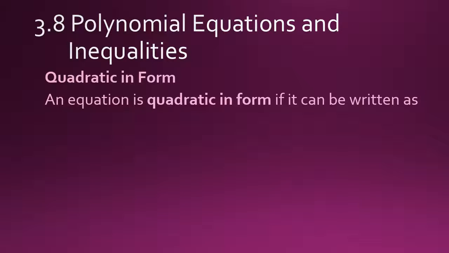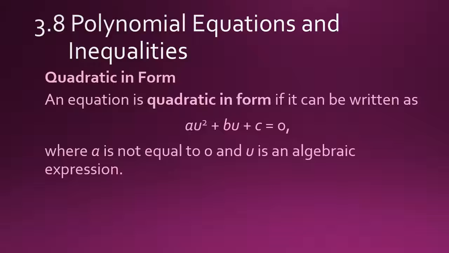And we also can solve polynomials if they're what we call quadratic in form. An equation is quadratic in form if it can be written as au squared plus bu plus c equals 0, where a is not equal to 0 and u is an algebraic expression. Now, some people have a hard time dealing with this when they actually replace the x squared with a u, so you don't necessarily have to do it this way. It's just one way that you can think about it.